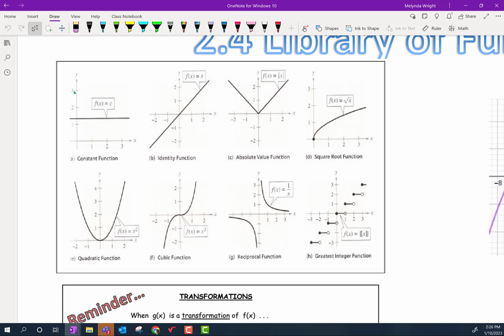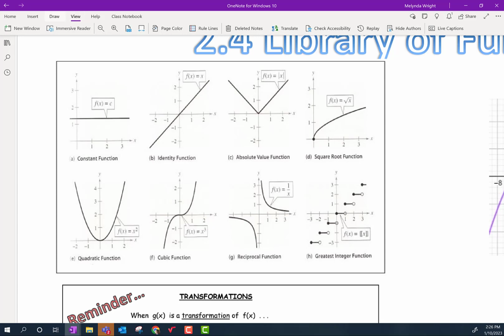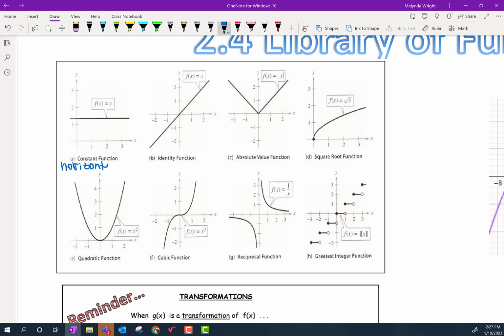The functions that we're going to be looking at, and let's put some different words with them. They're calling A the constant function. We would call this a horizontal line. And they're calling B the identity function, f of x equals x. This is just the parent line. This is just a line.